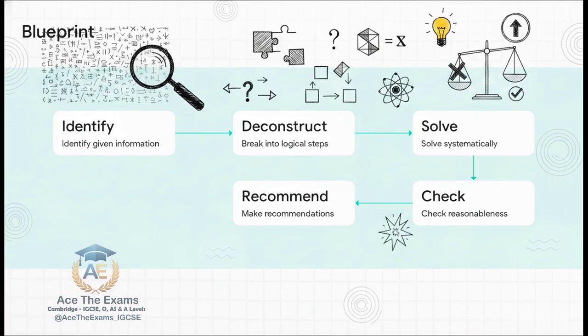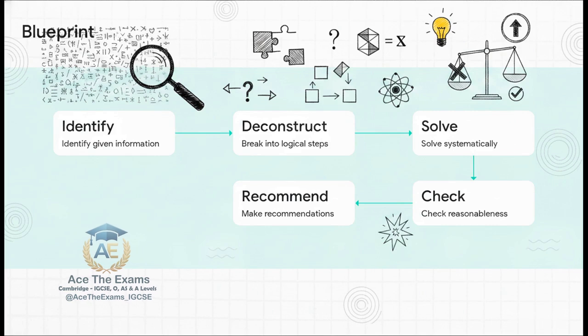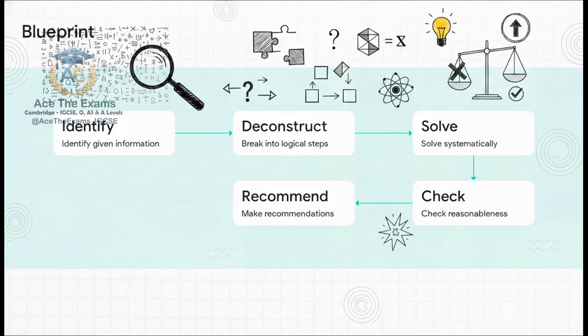Step 4, check for reasonableness. Again, if your calculated energy release is somehow larger than the energy of a dying supernova, you've probably made a conversion error. And finally, Step 5, make justified recommendations or conclusions based firmly on your analytical findings. This blueprint is exactly how you deconstruct the challenge and guarantee those marks.